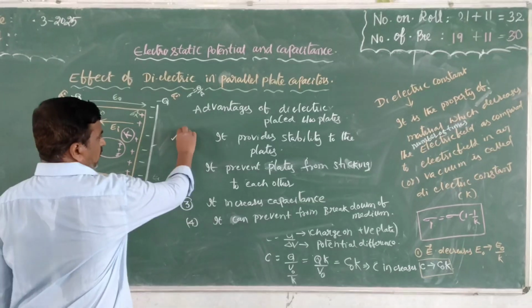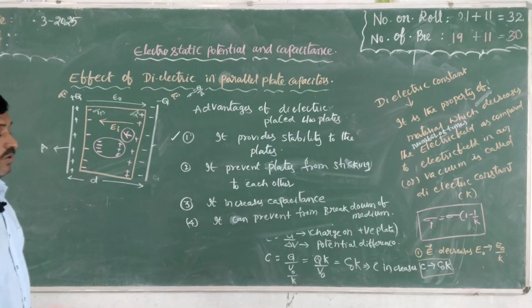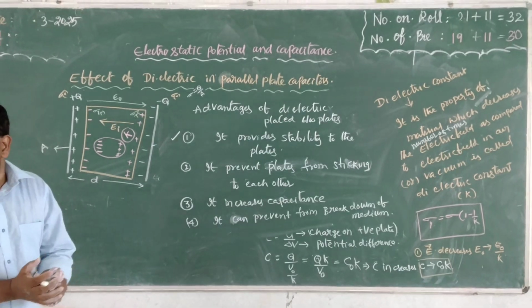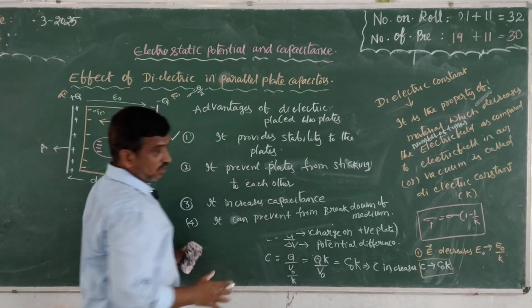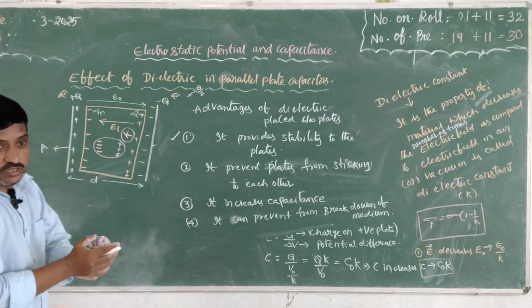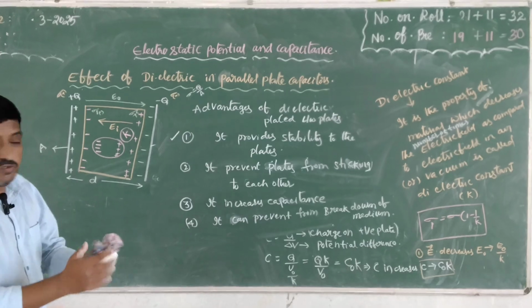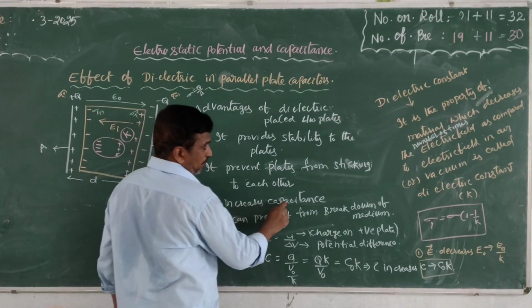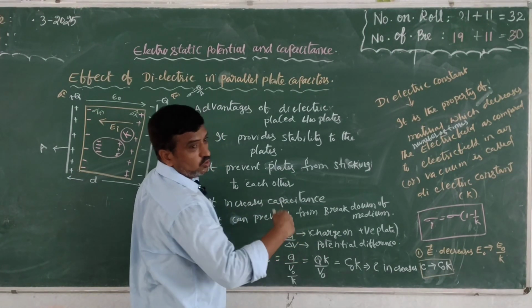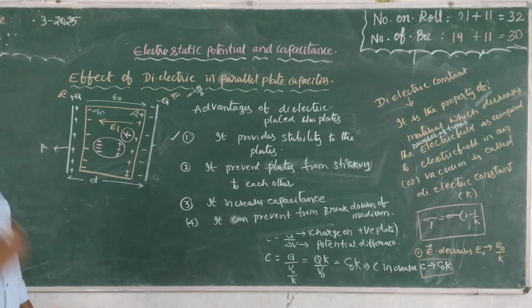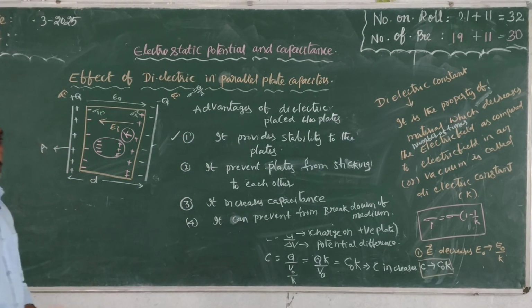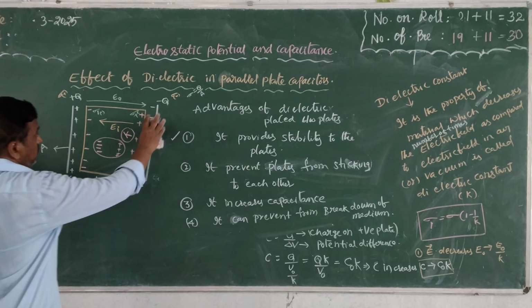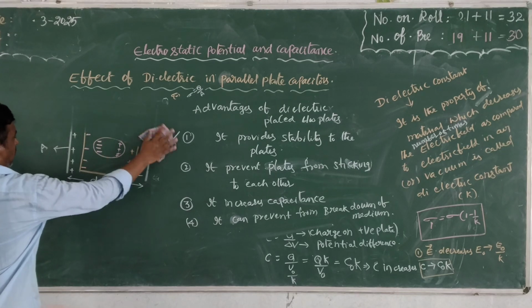What is the first one? It provides stability to the plates. Second one, it prevents plates from sticking to each other. With no dielectric, they will stick to each other and neutralize, so it prevents that. It increases the capacitance, C to C naught K, means K times it increases. And it can prevent breakdown of the medium. These are the advantages of dielectric when placed between the parallel plates. So that is about the effect of dielectric.